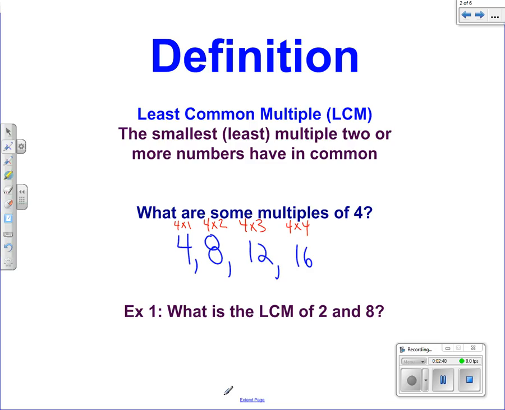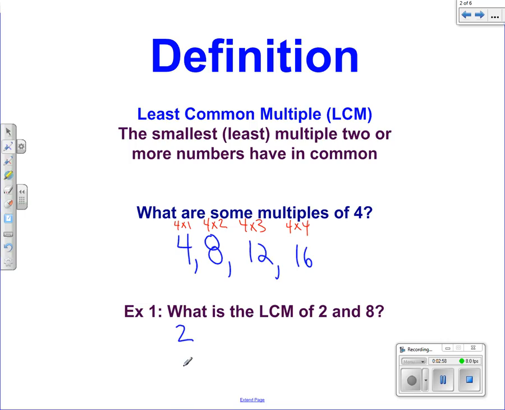Eventually, you want to be able to look at two numbers and say, the LCM is this instantly, almost without even thinking. But here in the beginning, it's okay if you have to list things out to find the correct answer. There's no shame in that. Here's how you find the LCM.